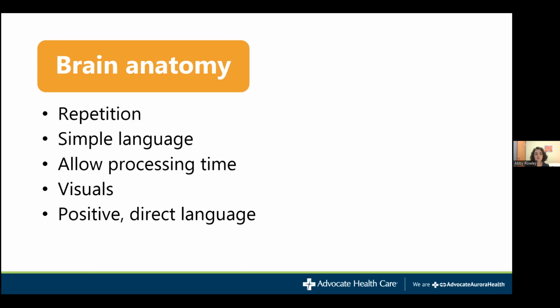We always say allow for processing time. Their processing speed and receptive language mean it takes them longer to process what's being told to them. Build that into your conversation time. Let them think, let them formulate their response, or give them time to initiate the task that you're asking them to do. We use a lot of visuals because we know that visual memory is stronger in people with Down syndrome. So we create all sorts of visuals for desired behaviors or things that we'd like to help see more of for the individual. We also say use positive and direct language rather than, you know, you're not supposed to run in the house.